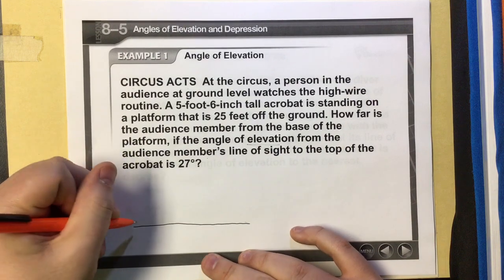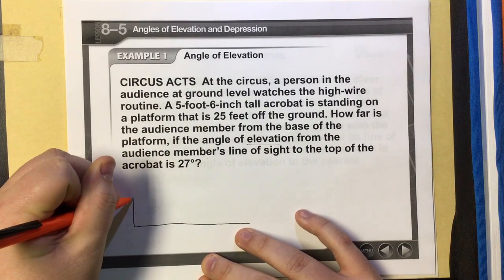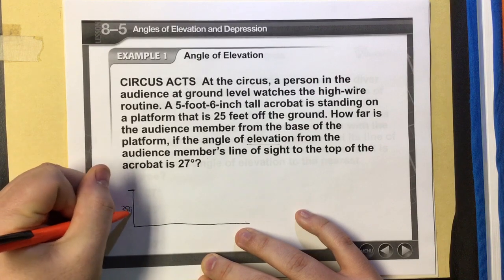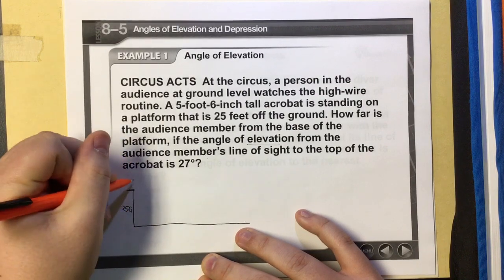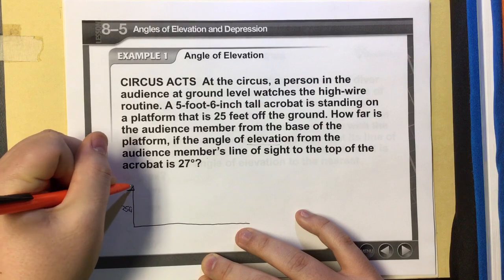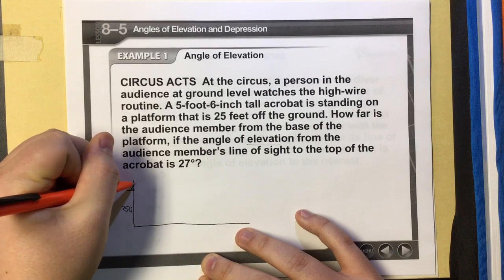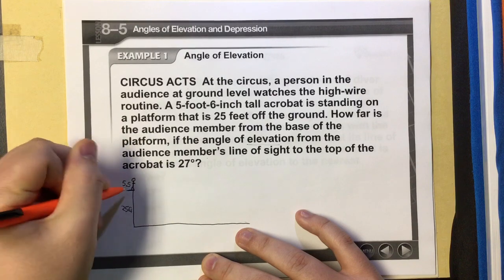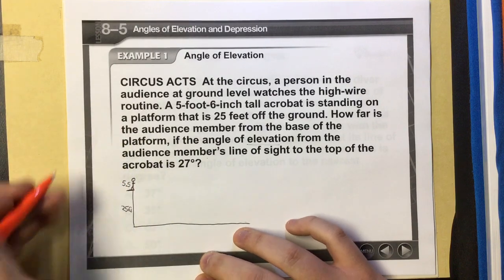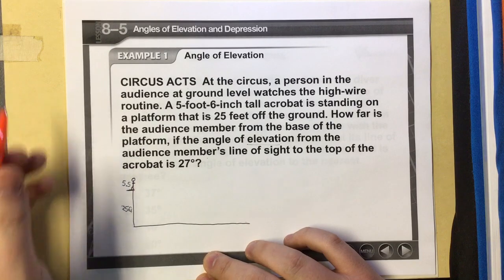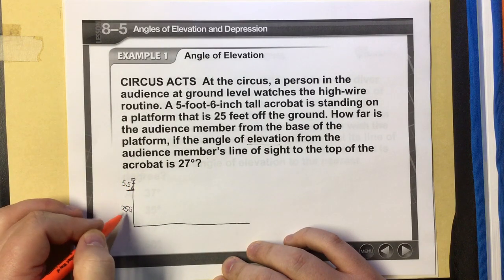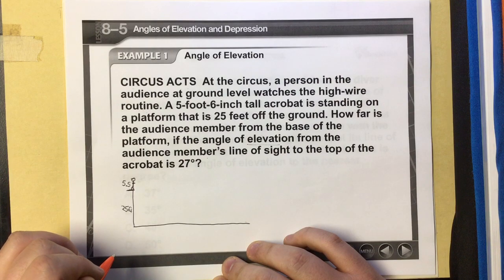It says that there is a platform that's 25 feet tall. So here, 25 feet, here's our platform. And there's a person standing on top, and they are 5.5 feet, 5 feet 6 inches. So there's our acrobat on a 25-foot tall platform.